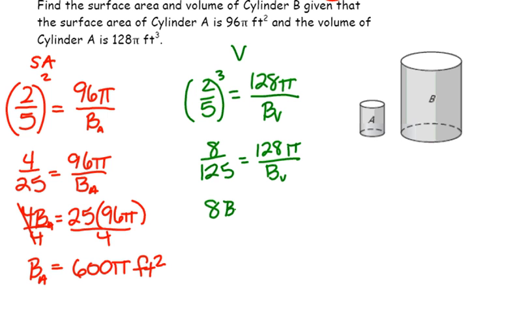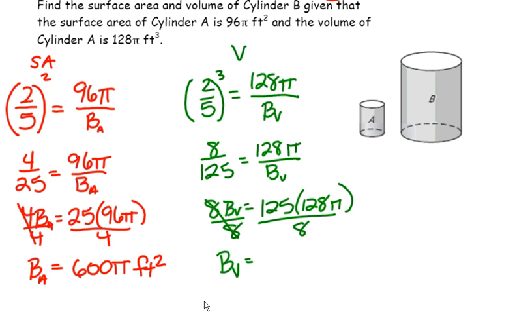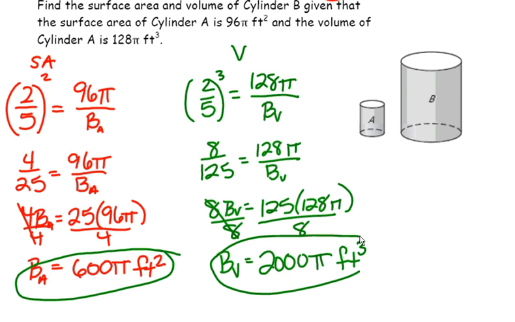So 8 equals 125 times 128 pi, divide by 8, and I get that my volume of B is equal to 2,000 pi, and the units are feet cubed. That's straightforward. My two final answers, this one and this one.